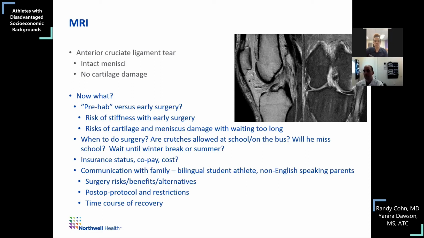Again, insurance status. Is there a copay, a deductible, a cost for that insurance, for that surgery? Communication with family. There's a lot of details that goes into surgery, not just when and how to do it, but the technique and the expected recovery. That full discussion of risks, benefits, and alternatives needs to be communicated with the patient and the family. What's the post-op course going to be like? We're talking about a protracted recovery for approximately a year, and the parents need to understand this going in. All these details need to be laid out and understood in a language that they understand.